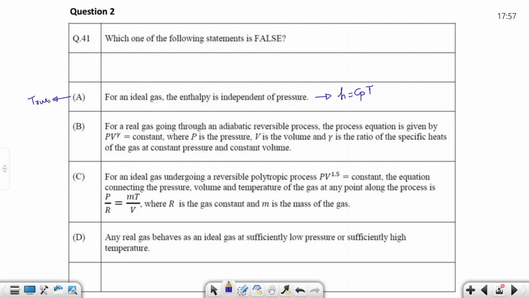Now comes to B. For a real gas, an important point here: a real gas going through an adiabatic reversible process, which is isentropic. Reversible adiabatic is isentropic. The process equation is given by PV^gamma equals constant, where P is the pressure, V is the volume, and gamma is the ratio of specific heats. So PV^gamma constant is claimed valid for a real gas undergoing an isentropic process. Now, if you look at the derivation of PV^gamma, let me derive it.